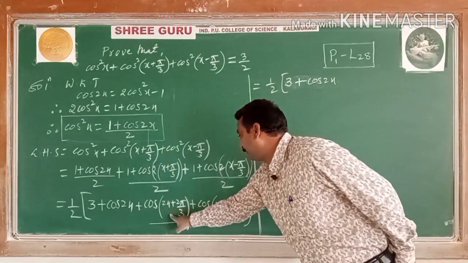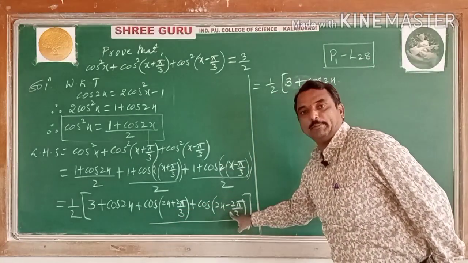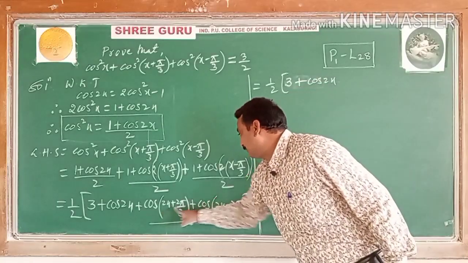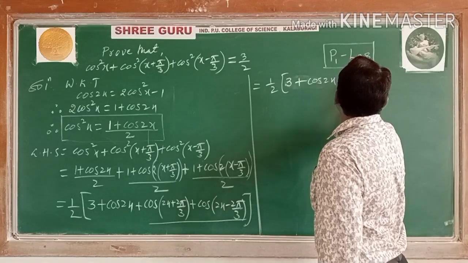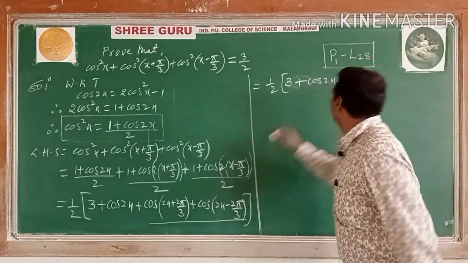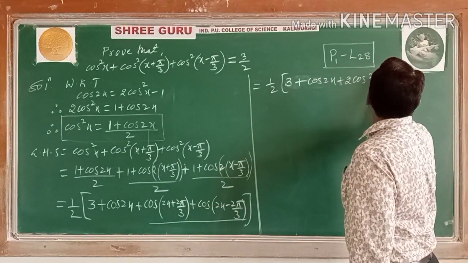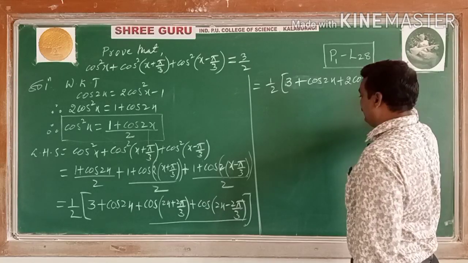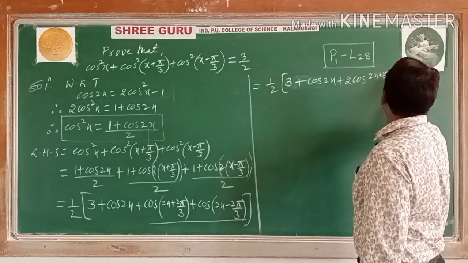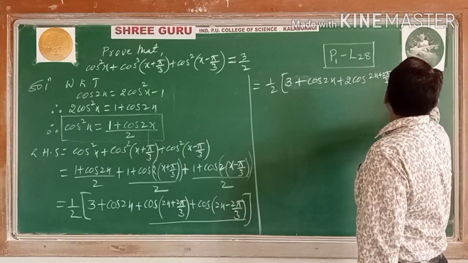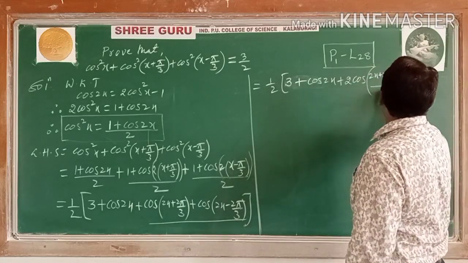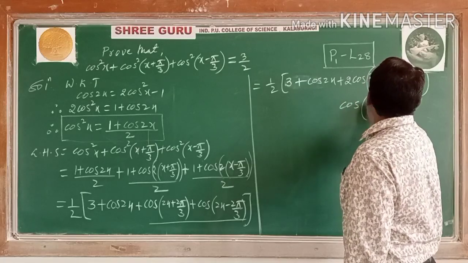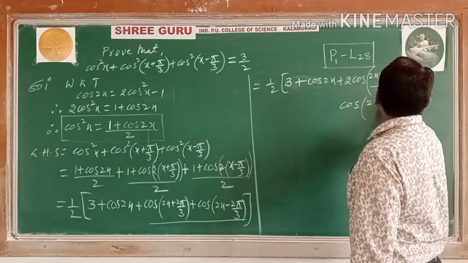C is 2x plus 2 pi by 3, D is 2x minus 2 pi by 3. I will apply cos C plus cos D for these two terms. Plus 2 into cos C. C is how much? 2x plus 2 pi by 3. Plus D is how much? 2x minus 2 pi by 3, divided by 2, C plus D by 2 into cos C minus D by 2.